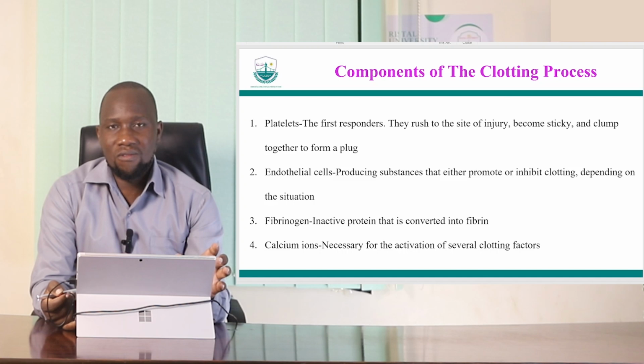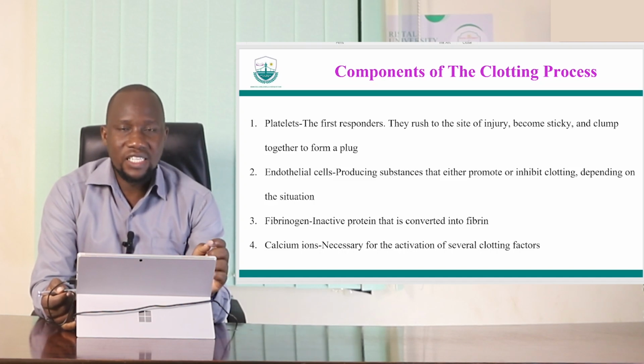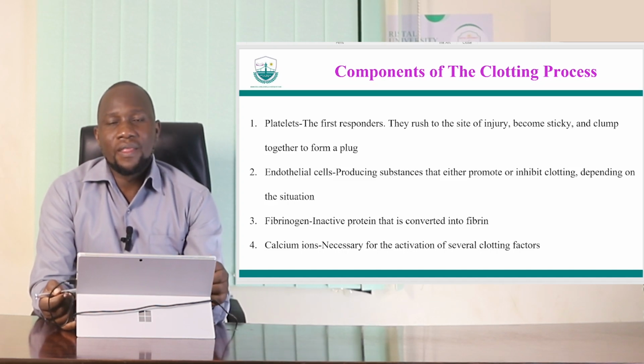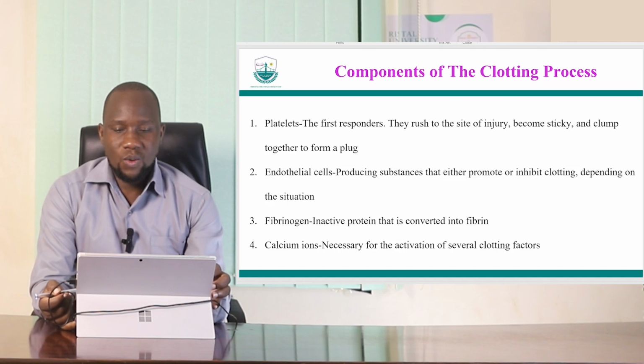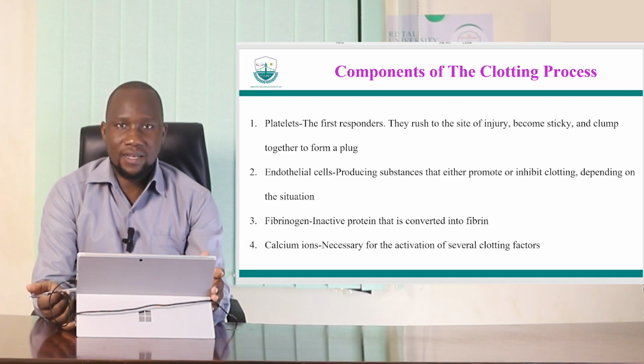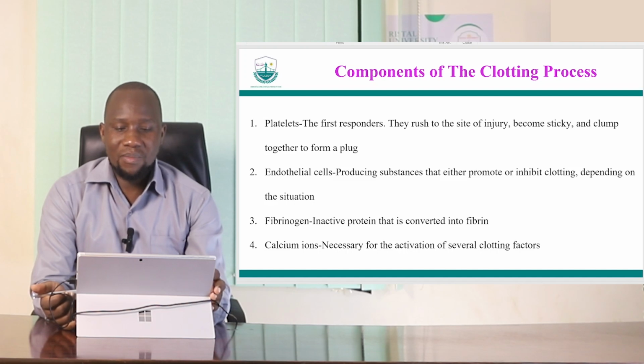So when you get an injury, the cells that come to that place first and aggregate there are the platelets. They become sticky and clamp together, forming a plug. That's one component. And then the others are the endothelial cells, the cells that line the blood vessels.